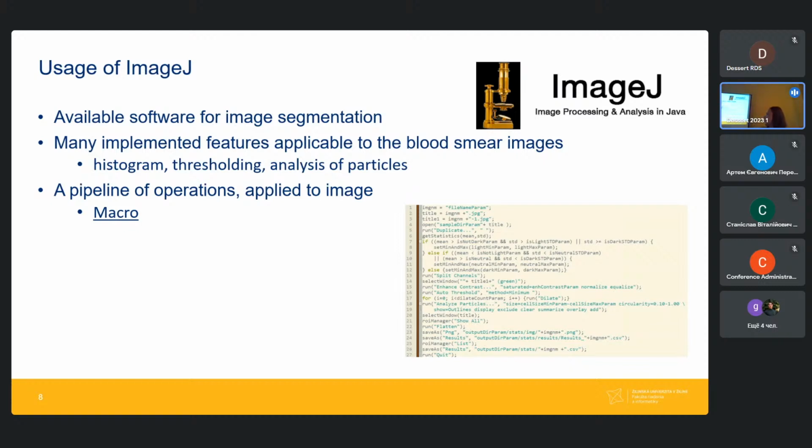Essentially, you don't need to read the picture. It's just a sample of a macro. By this, I just wanted to show that you can set up a pipeline of operations, so just a set of operations applied to an image. And it's a very short code, I would say, that you can save and maybe modify and apply to each and every image. So you don't have to do this repeatedly. You just have a bit of code and it works.